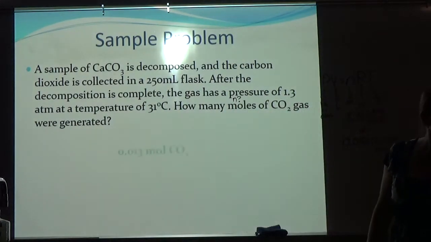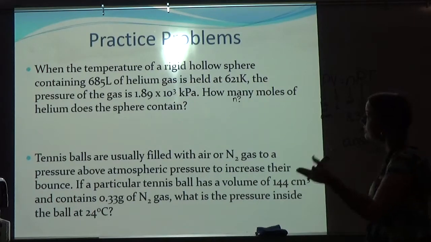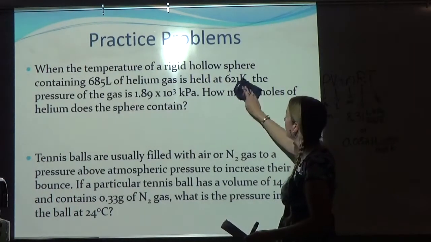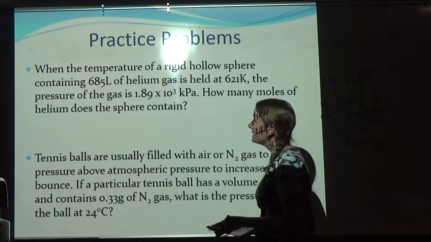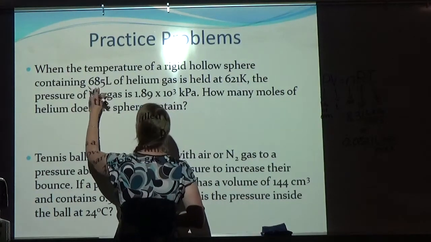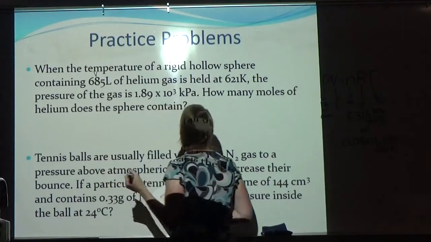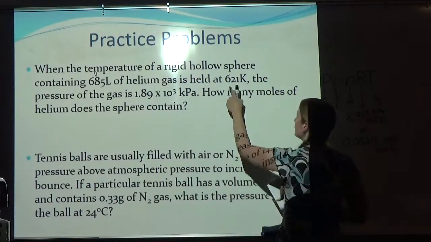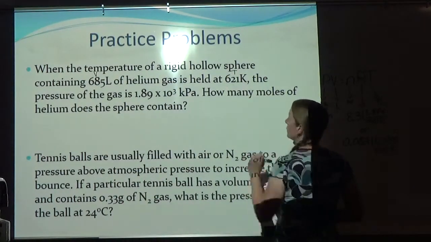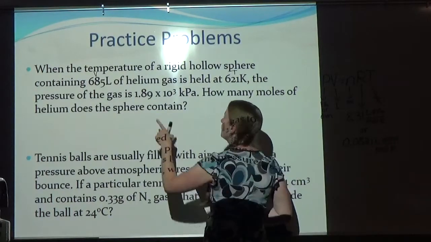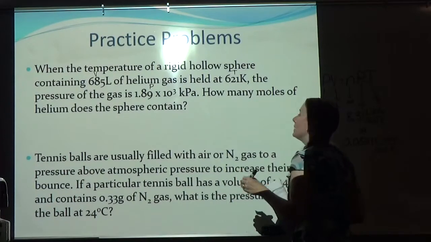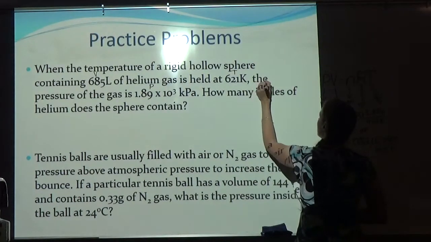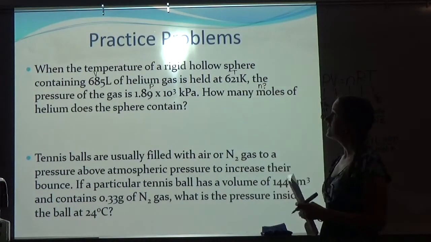All right, so let's look at another one together. If you're feeling confident, you can, of course, go ahead and try the next one. All right, so it says, when the temperature of a rigid hollow sphere containing 685 liters of helium gas, so here's my volume, is held at 621 Kelvin, so there's my temperature, the pressure of the gas is 1.89 times 10 to the 3 kilopascals, so there's my pressure. How many moles of helium, so I'm looking for N, does the sphere contain?